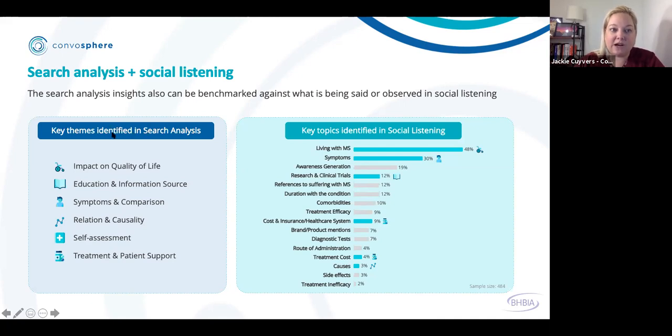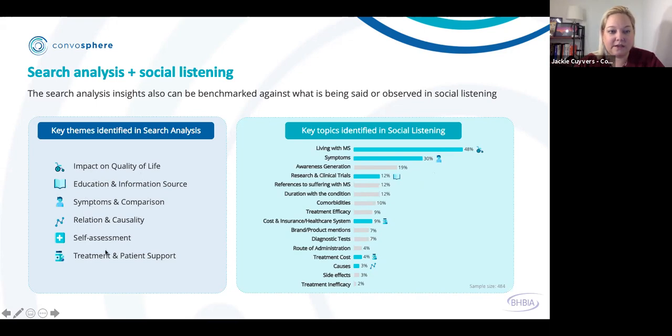So as we already shared, what people are searching for can be coded or brought into categories that roll up into these topics or themes. So in the search, we saw that the types of questions that were being asked were about the impact on quality of life, educational and informational sources, and symptoms and comparison of symptoms. And then, as you would expect, these were also identified and uncovered when doing the social listening exercise.